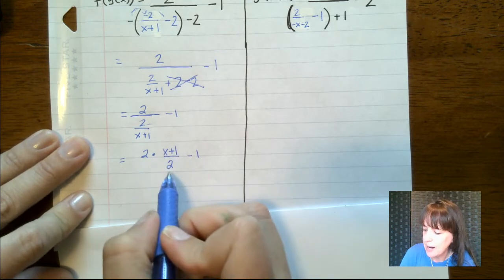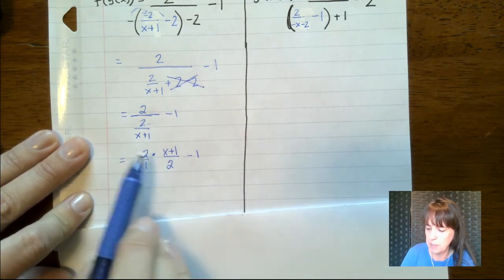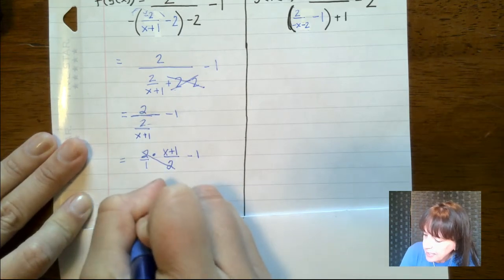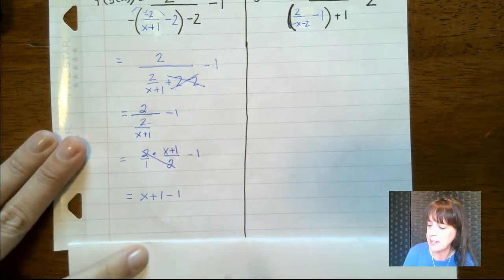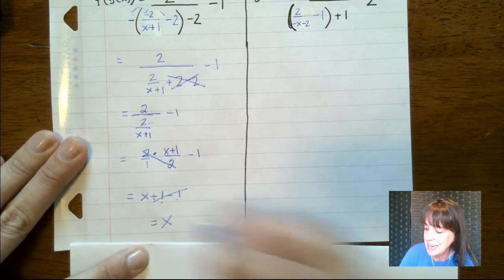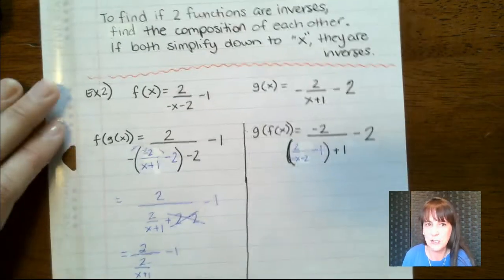Okay, so now I have 2 over 1, remember we can cross cancel, so I can cancel out that 2, and I'm left with x plus 1 minus 1, and if you see that positive 1, negative 1, those cancel out, and I'm left with x. Excellent.